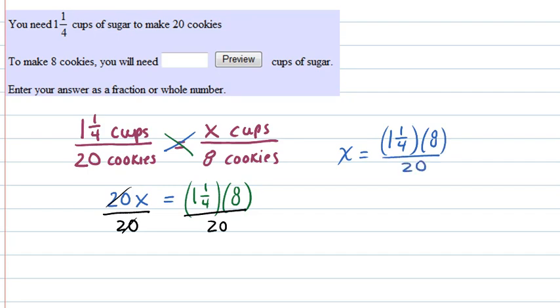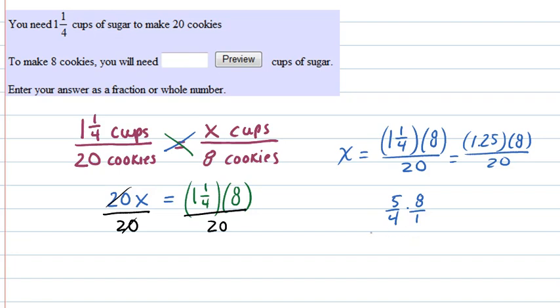Now you could do this as a decimal if you want to. You could take 1.25 times 8 and then divide by 20. That would be one way to do it. Let's try it as a fraction. So 1 1/4, we would convert that to 5/4 times 8. Let me write the 8 as 8 over 1.